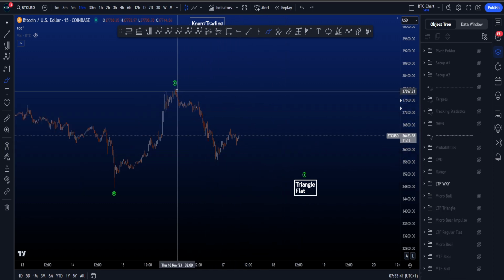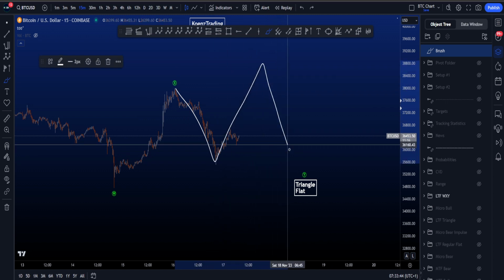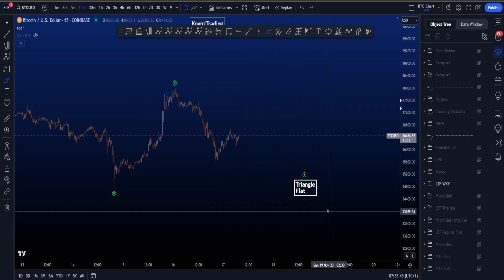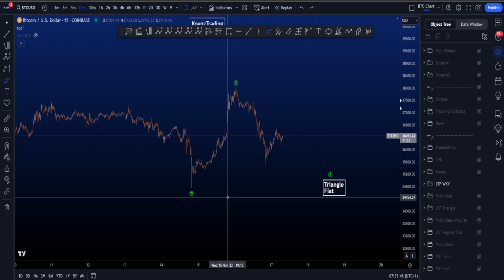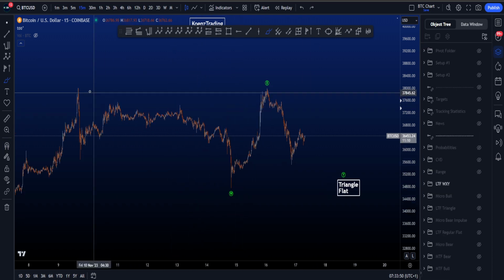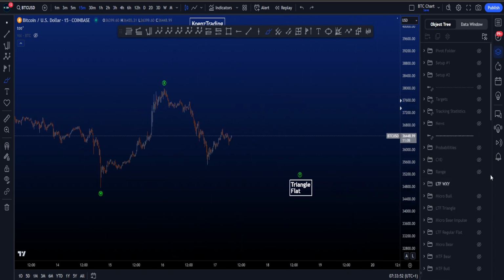Or we have to think about a flat, and then a wave A, B, and then a wave C to the downside. These are the two options for wave Y, because a wave Y is not allowed to be the same as wave W in a sideways double combo.